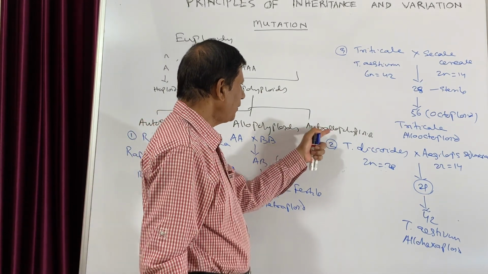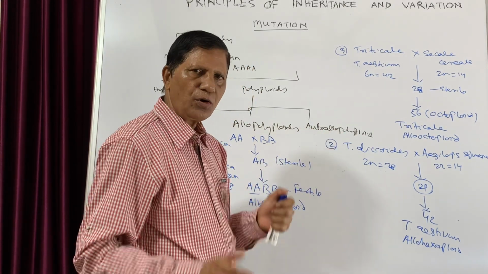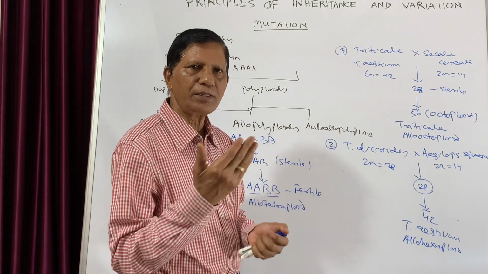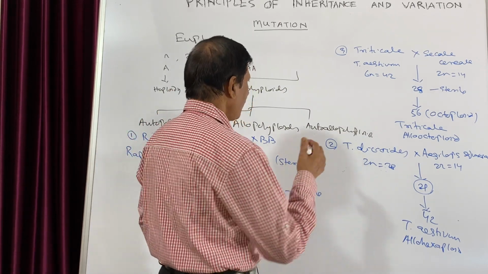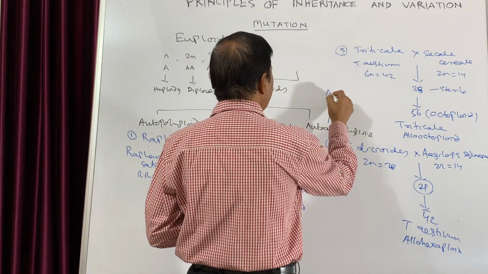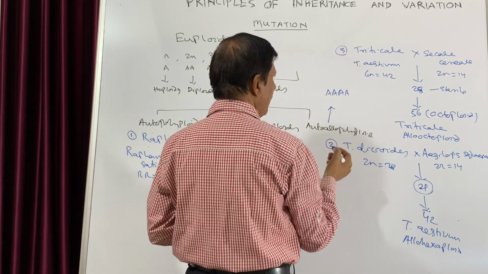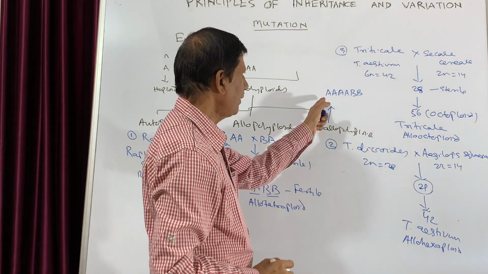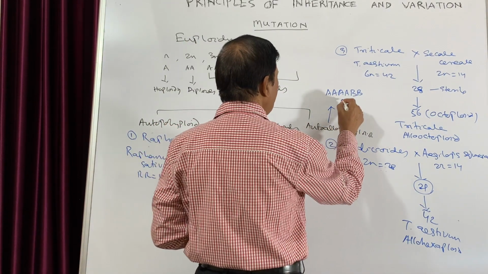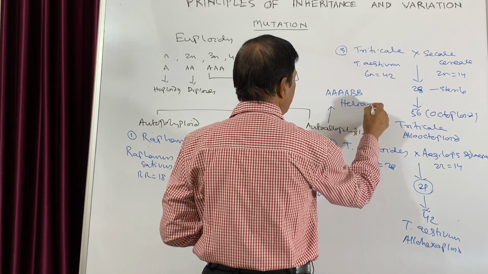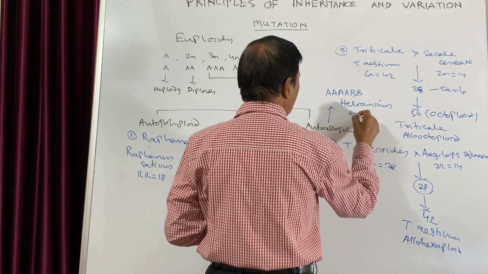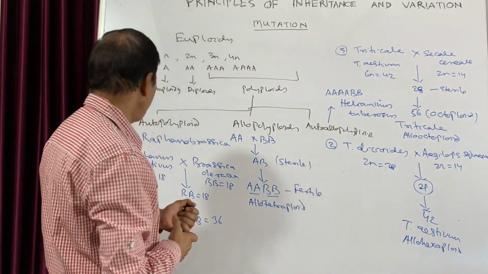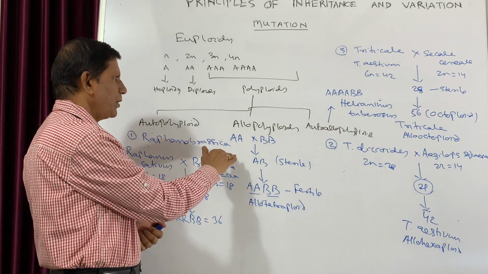Now coming to autoallopolyploids. In autoallopolyploids, there will be characters of both autoploids as well as allo. That means one example is this is the auto. Now this is allo. So this is known as autoallopolyploids, and a common example is Helianthus tuberosus.